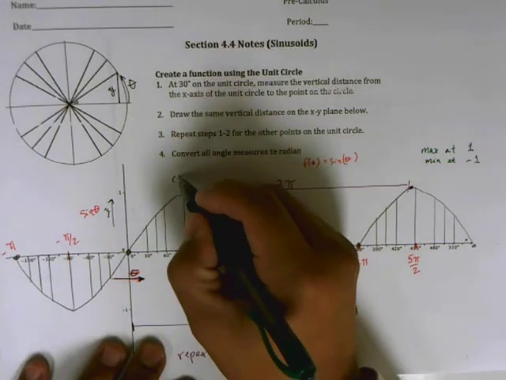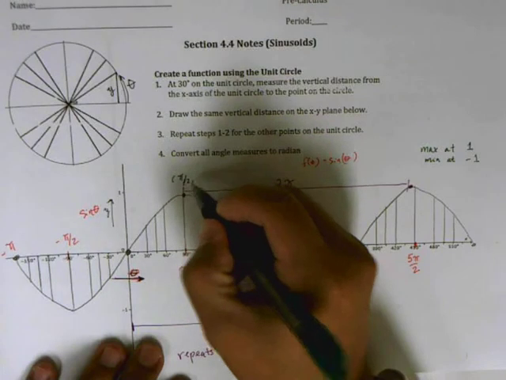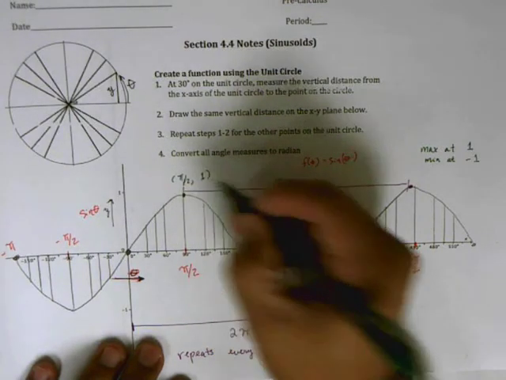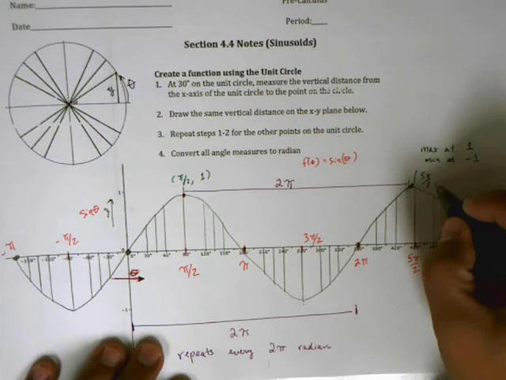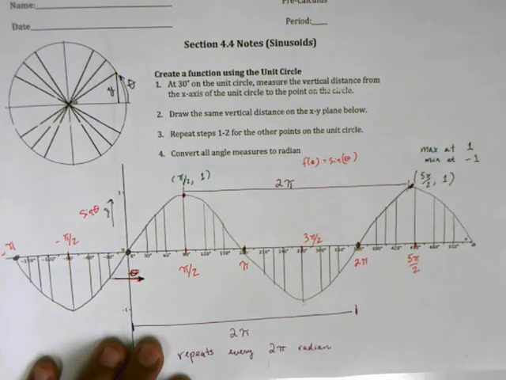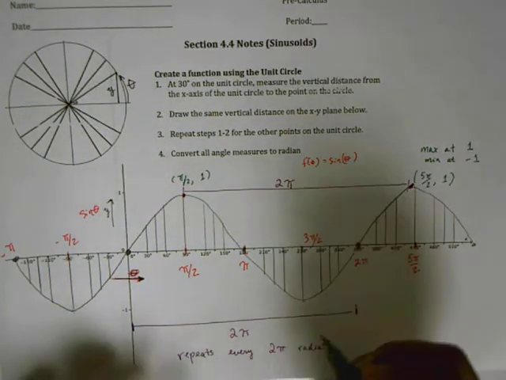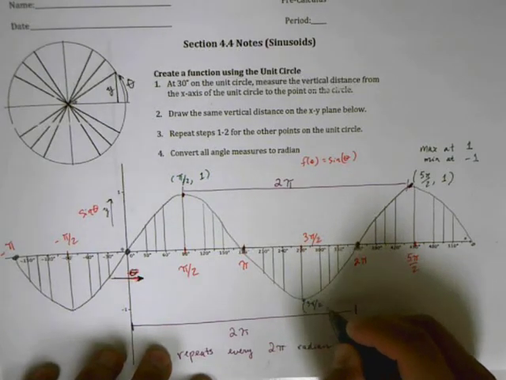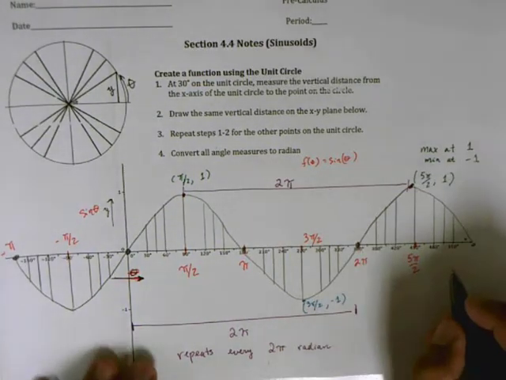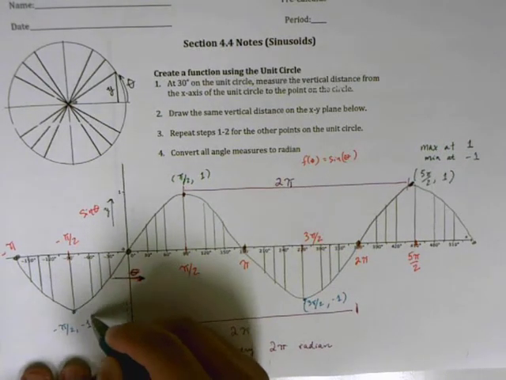This is as far as the extrema, this is pi over 2, 1. This one right here is 5 pi over 2, 1. Okay. And let's look at the minimum values. This here is 3 pi over 2, negative 1. And this here is negative pi over 2, negative 1.